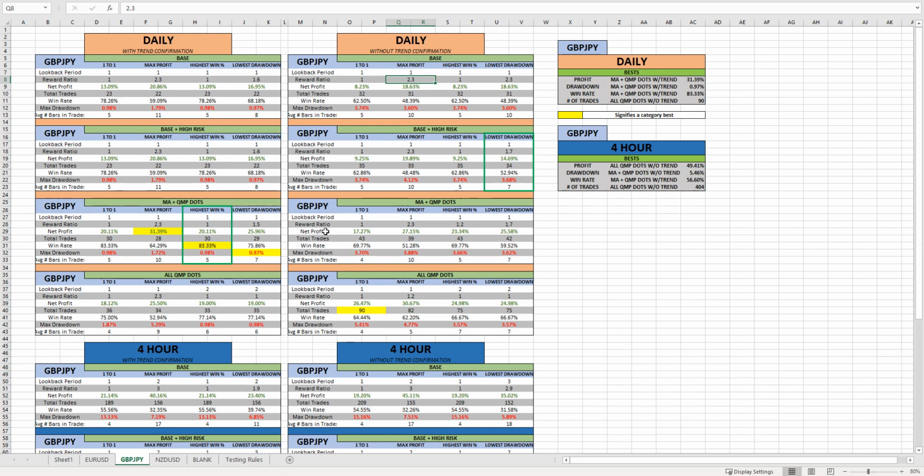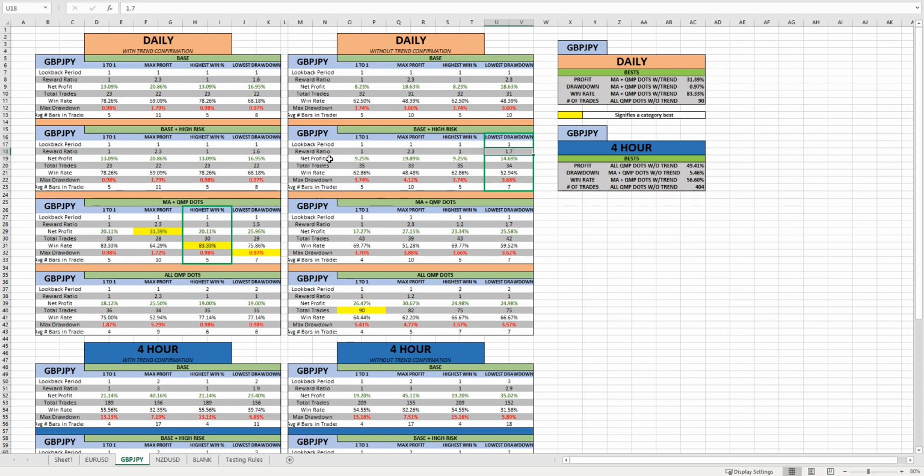So this is kind of some freebies for you here. This took a lot of work, but you guys can take a look if you want and pause your screen. But for instance, this was a couple of months ago, but if we used the base plus the high risk system without the trend confirmation, so we allowed it to not trade only in trend, we set our look back period to 1 and our reward ratio to 1.7, meaning a 1.7 to 1 take profit.